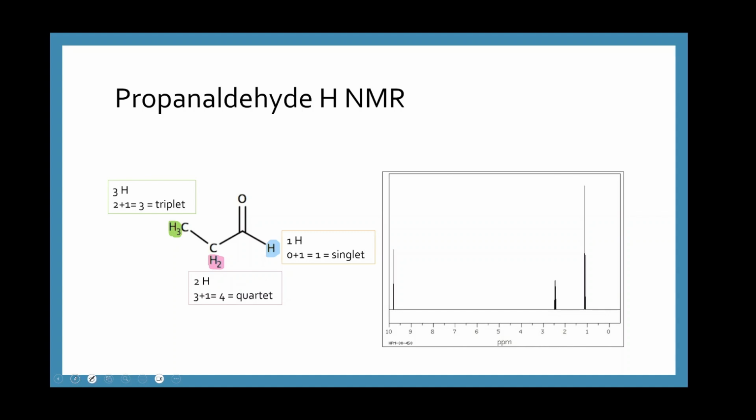And then looking at the spectrum, we've got the singlet with a very high ppm that aligns with an aldehyde hydrogen. We have a hard to visually see, but that is a quartet peak, and that aligns with the CH2 group, and then the triplet aligns with the CH3.